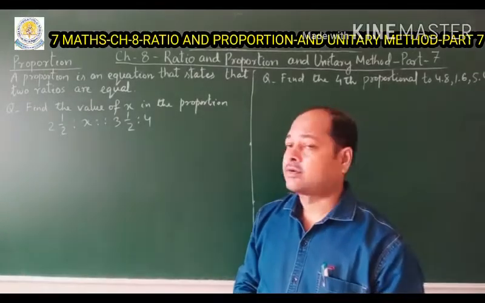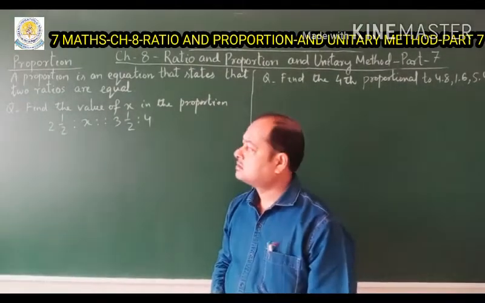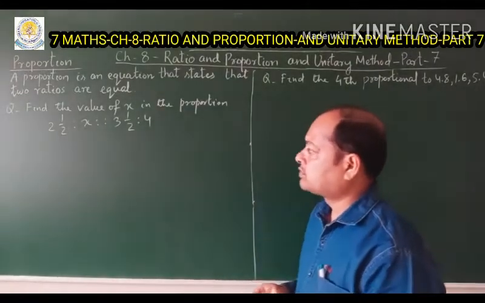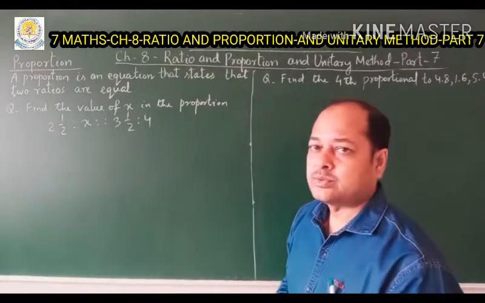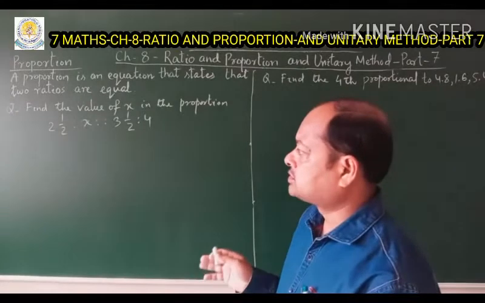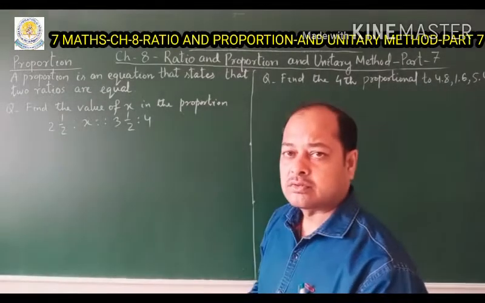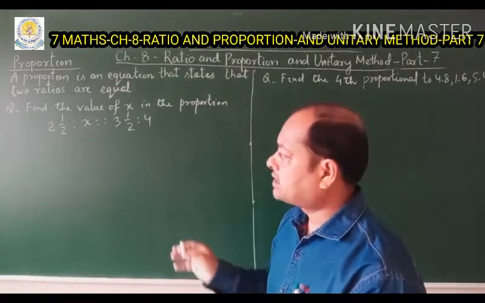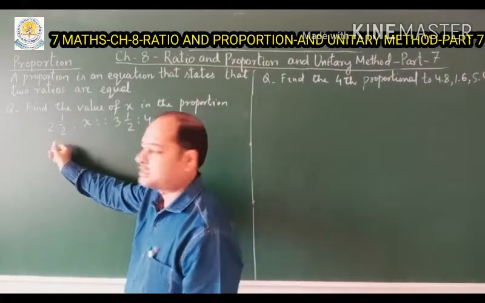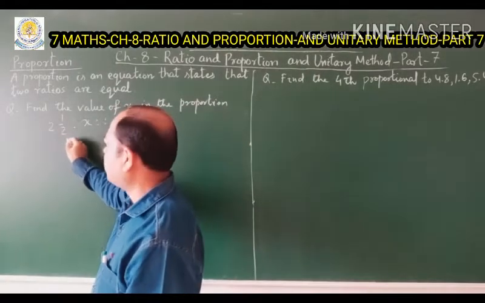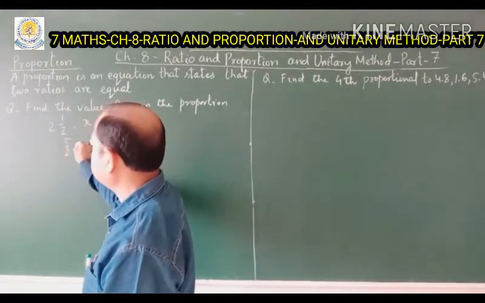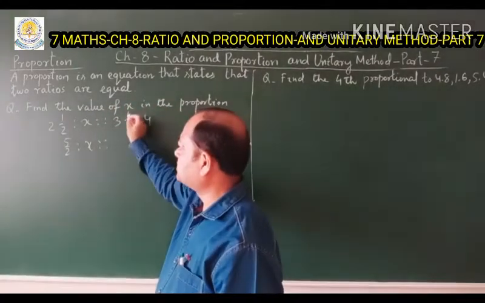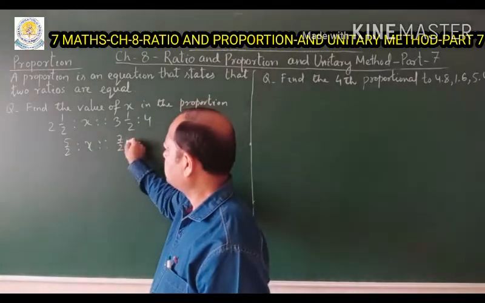Okay. We are going to solve some questions. So first look at the first question. Find the value of x in the proportion 2 whole 1 by 2 is to x is to 3 whole 1 by 2 is to 4. In this proportion we have to find out the value of x. We can write these mixed fractions as improper fractions, that is 2 times 2 is 4, plus 1, 5 by 2 is to x is to 3 times 2 is 6, plus 1, 7 by 2 is to 4.